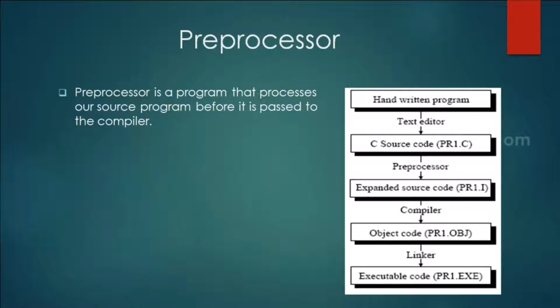Now preprocessor is a program that processes our source program before it is passed to the compiler. If you check out this diagram, initially we have a handwritten program which we write in a text editor and it creates a .c file. Then the preprocessor will expand the source code and create a .i file. Then the compiler will compile the code and an .obj file will be created, that is the object code. Then the linker will provide linking and an .exe is created, that is the executable code which will be executed later.